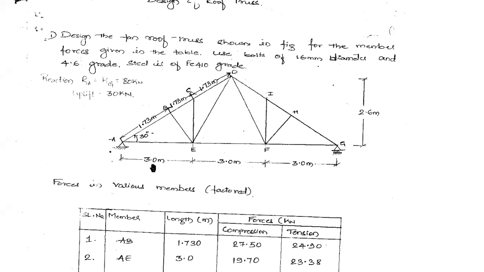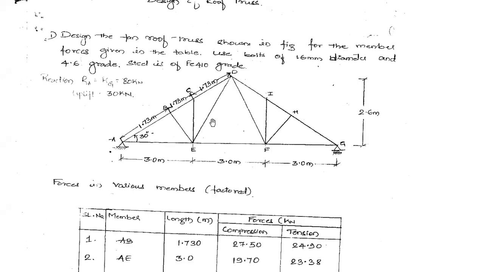Okay, so what you have here is, what is the span of this truss? We can see here it is 9 meters. The rise or the height of the truss, okay, it is 2.6 meters. Other than that, the length of this member, principal rafter, okay, the center to center distance between the connections is mentioned here, 1.73 meters center to center. Okay, so these are the member lengths that we have in this diagram.